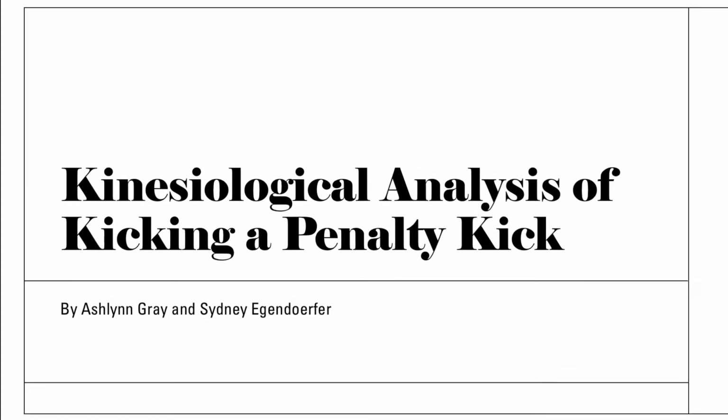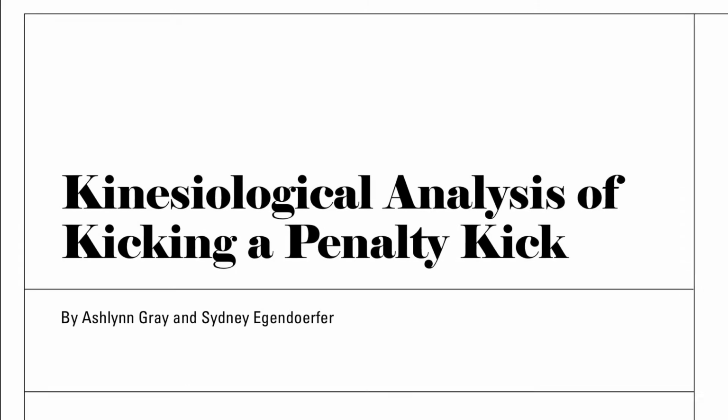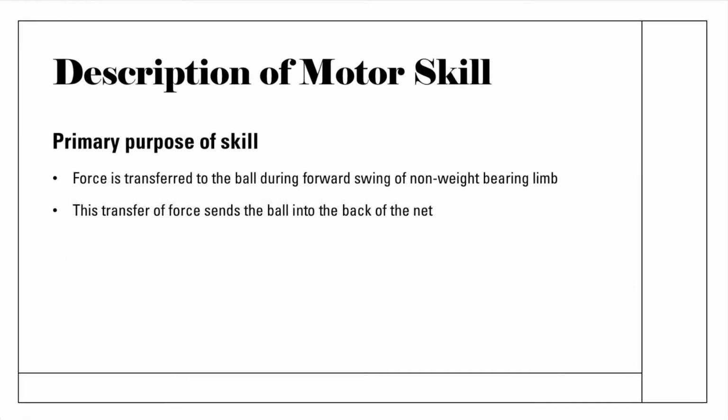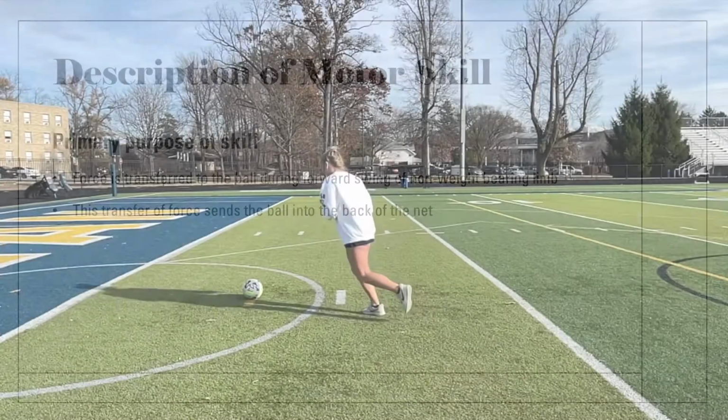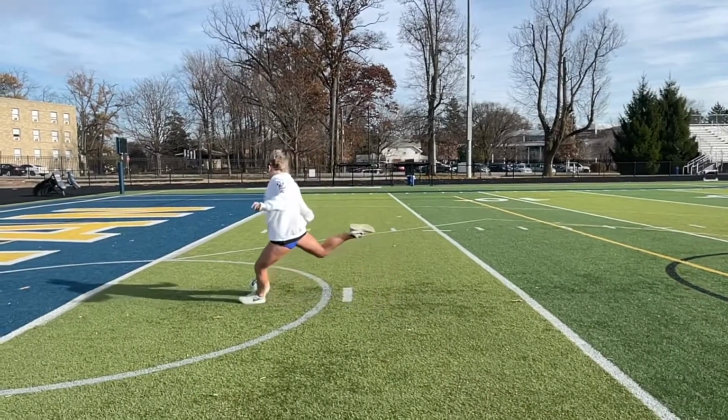Kinesiological Analysis of Kicking a Penalty Kick by Ashlynn and Sydney Egendoefer. The primary purpose of this skill is that force is transferred to the ball during the forward swing of the non-weight-bearing limb. This transfer of force sends the ball into the back of the net.